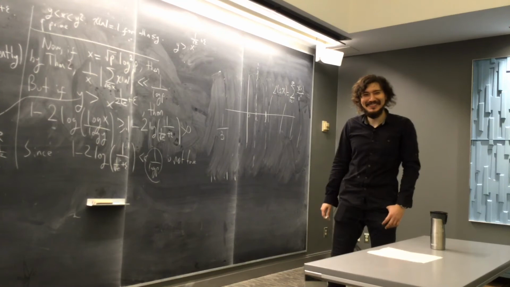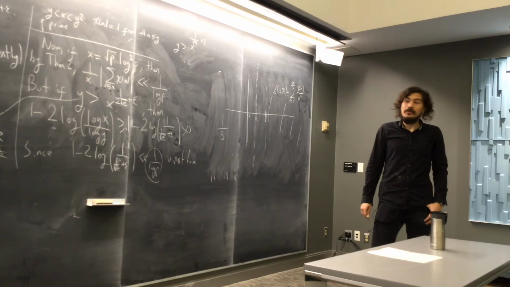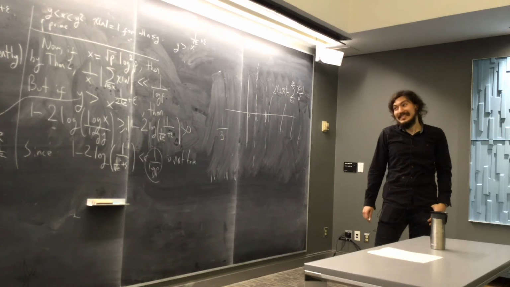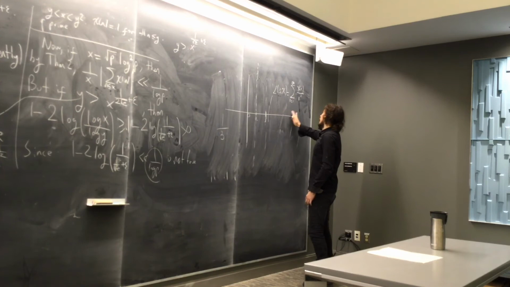Is the advantage of GRH that you can get better bounds on this sum of chi(n)? What is the advantage of having GRH? That's hard. The reason is that, that's hard, but we can have a feeling.